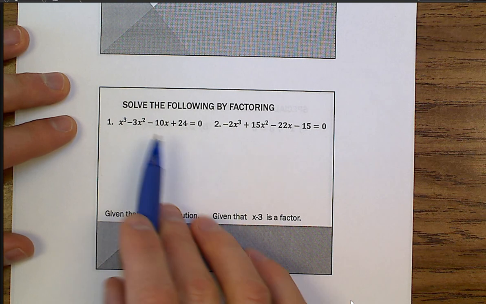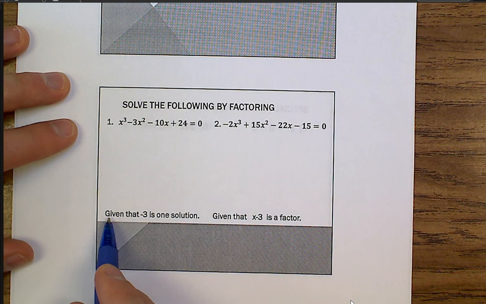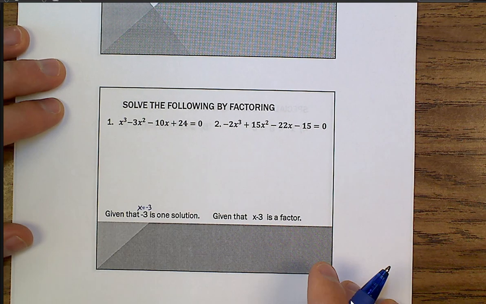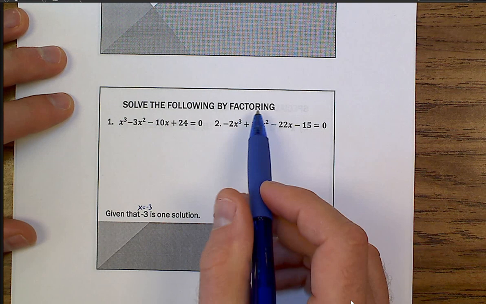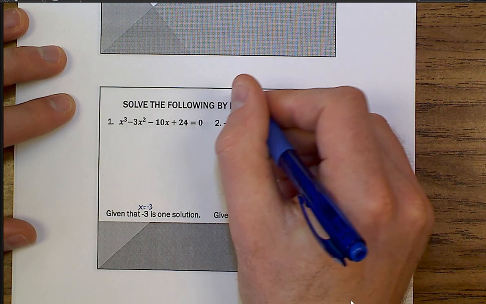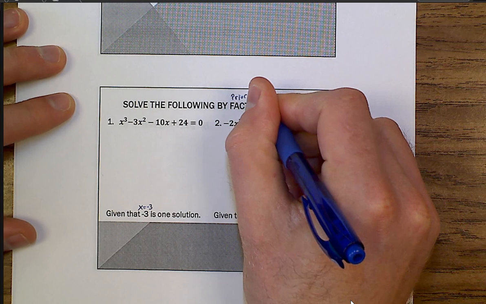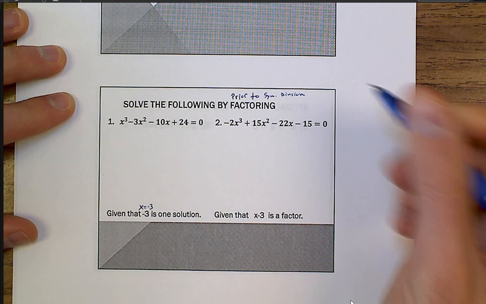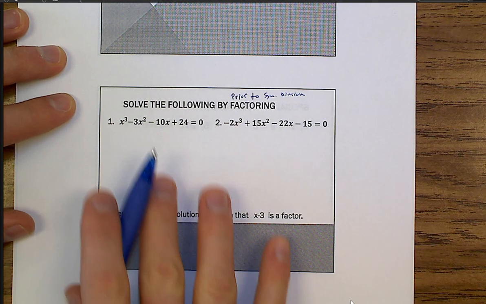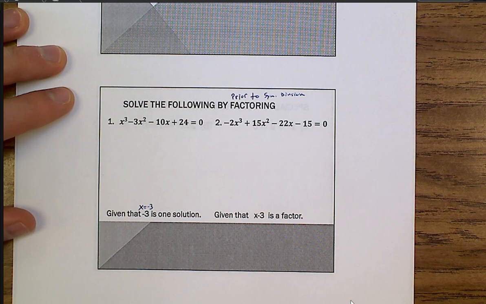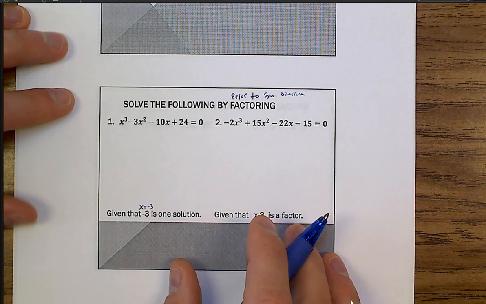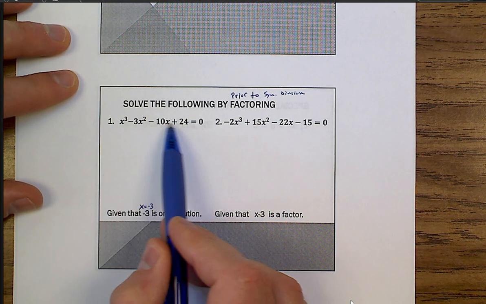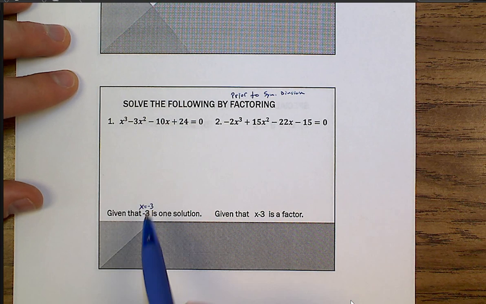So the first one says solve the following by factoring, given that x equals -3 is one of the solutions. We're going to solve by factoring, but prior to that, we'll use our synthetic division, okay? That's going to make life a lot easier instead of trying to factor this. There are some other ways to factor 4-term polynomials, but for right now, we're going to use some of the methods that we've used in the past. So we know that one of the solutions is -3. Again, if you had your graphing calculator, you could plug this in, graph it, find one of the zeros, and then use synthetic division.